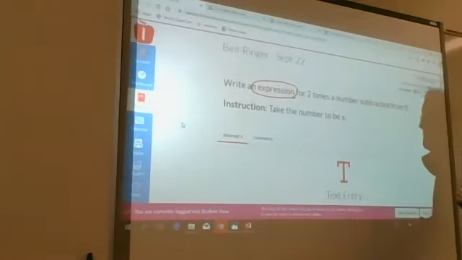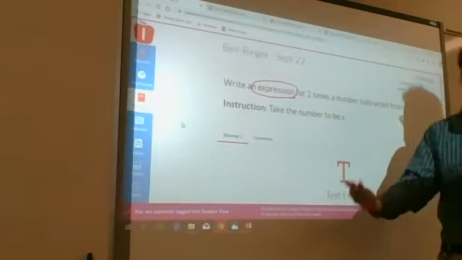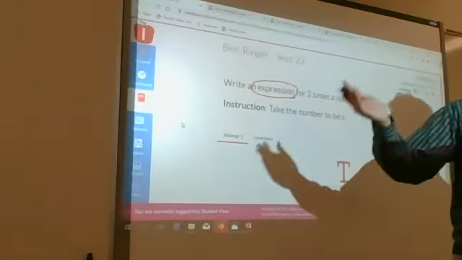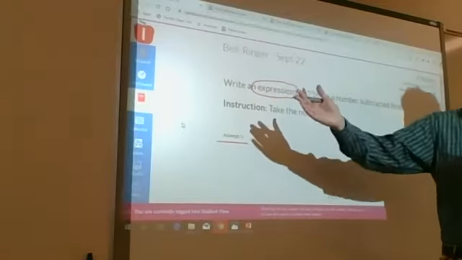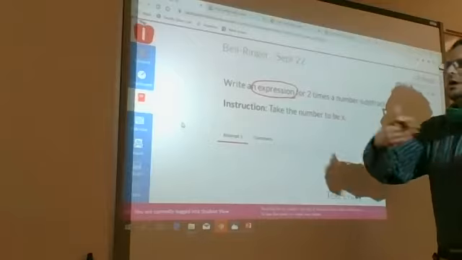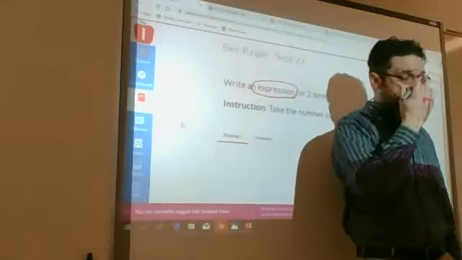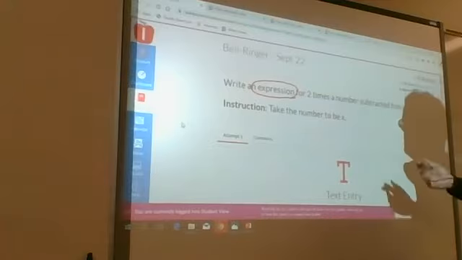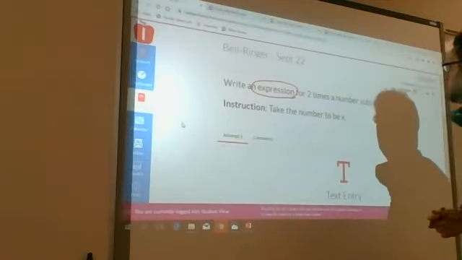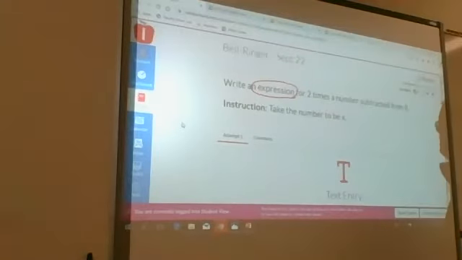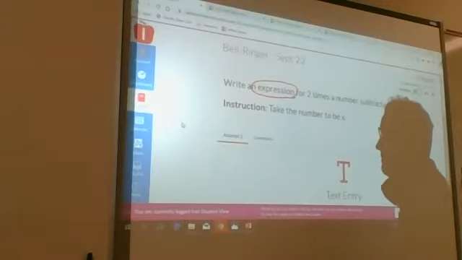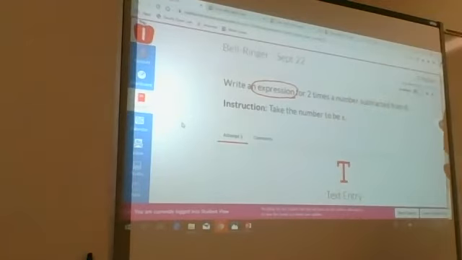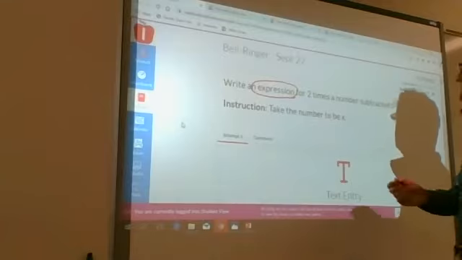So an expression is just part of an equation. It can be a number by itself. It can be a number with a variable. It could be a number added to another variable, subtracted from a third variable. It's just a series of numbers and variables put together in a row. So this tells us to write an expression that is 2 times a number subtracted from 8.